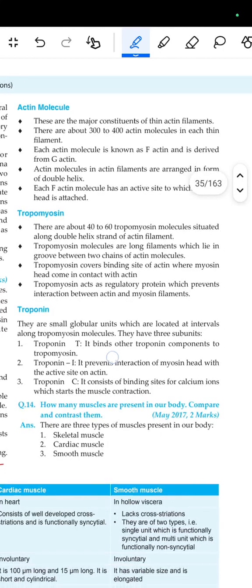Next comes the actin molecule. These are the major constituents of the thin actin filaments. There are about 300 to 400 actin molecules in each thin filament. Each actin molecule is known as F actin and derived from G actin. Actin molecules in the actin filaments are arranged in the form of a double helix. Each F actin molecule has an active site to which the myosin head is attached.